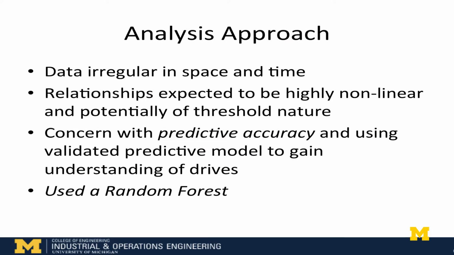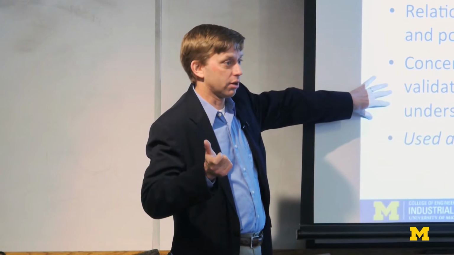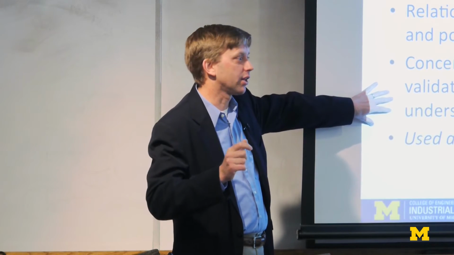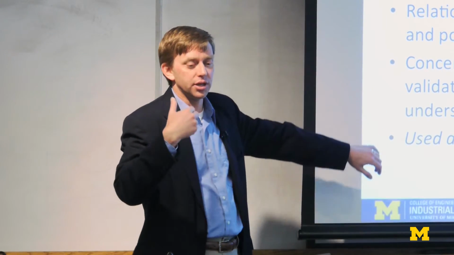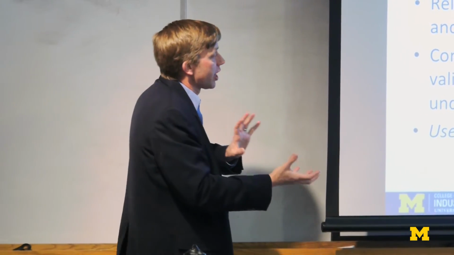Okay, so we've got data that's irregular in space and time. We anticipate that we're probably going to have some nonlinear relationships in the data, that is, between things like temperature and CO2 and coccolithophore presence. We're concerned with predictive accuracy, but we really want to use a validated predictive model to draw some insights into what the relationships are. That's where we're really trying to go. It's not like we're trying to predict coccolithophore abundance in 2017 so we can do something. No, we want to understand what those drivers are.